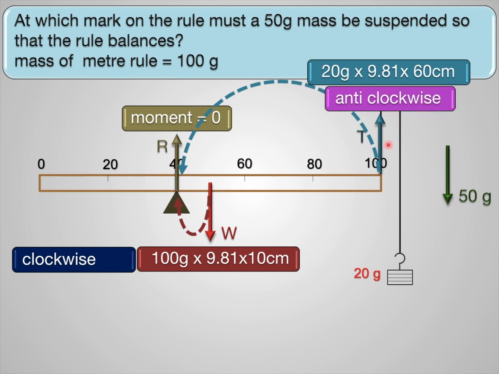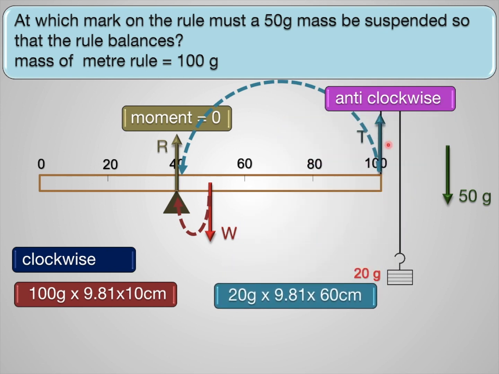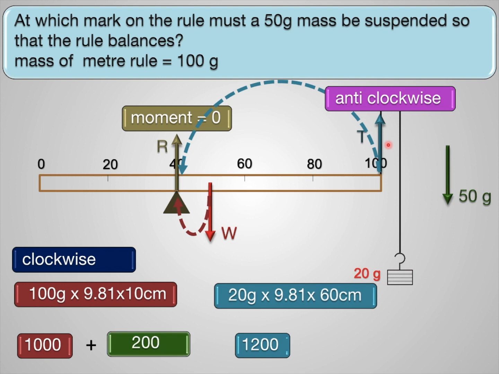So we have a clockwise moment and we have an anti-clockwise moment. Let's see if they are equal, the total clockwise moment and anti-clockwise moment. But you can see gram is there on both sides, centimeter is there on both sides, even 9.81 is there on both sides, so I'm just cancelling them. Clockwise I got 1000 and anti-clockwise I got 1200, that is 20 into 60. Meaning if you want to balance this roller, you need an extra 200 clockwise. Then only the object will be in equilibrium, and you have a 50 gram mass.